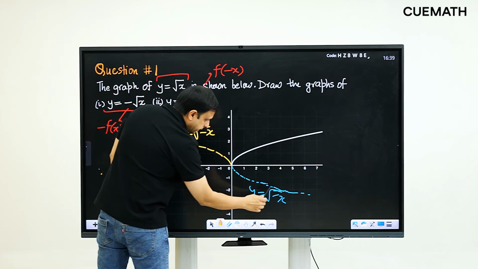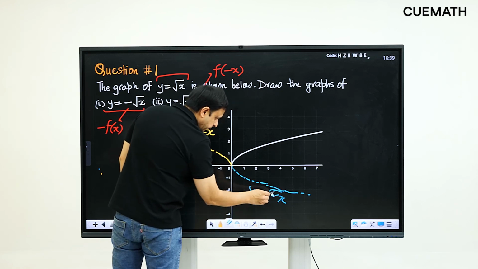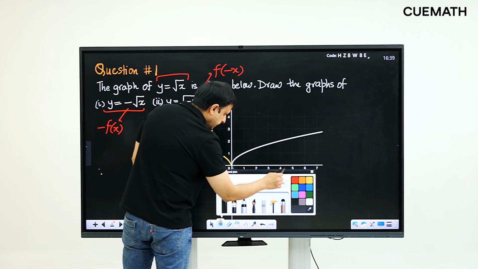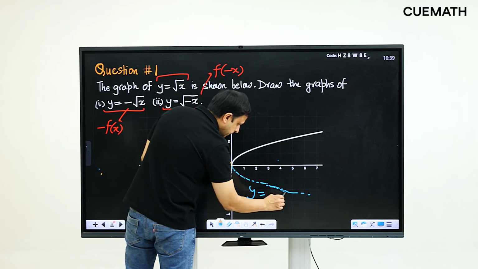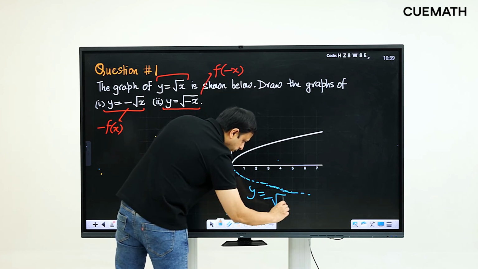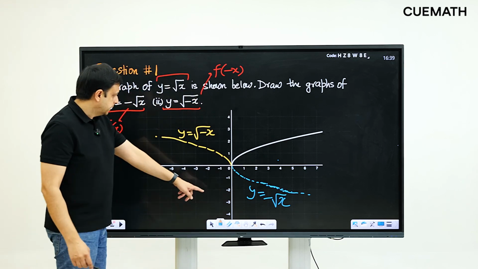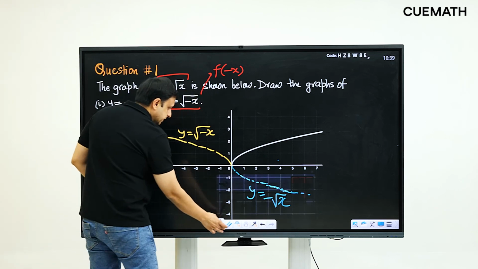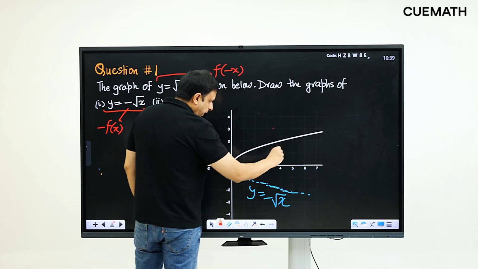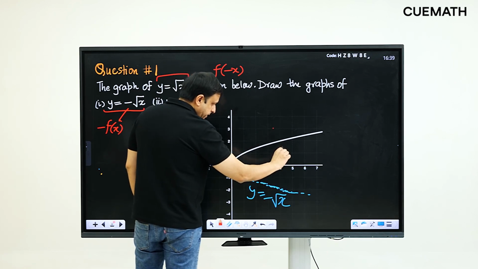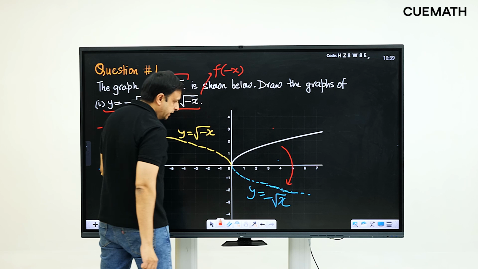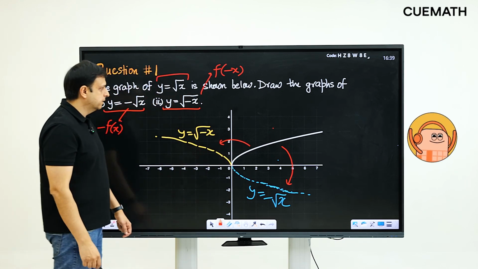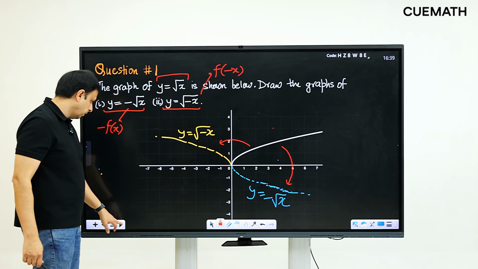Okay, this one is actually not root of minus x, this one is minus root of x. So, let me just rewrite this. So, this one is minus root of x. So, correction there, and this one here is root of minus x. So, once again the reflections are minus root of x is the original graph reflected in the x axis, and root of minus x is the original graph reflected in the y axis. Okay, so that's question number 1.